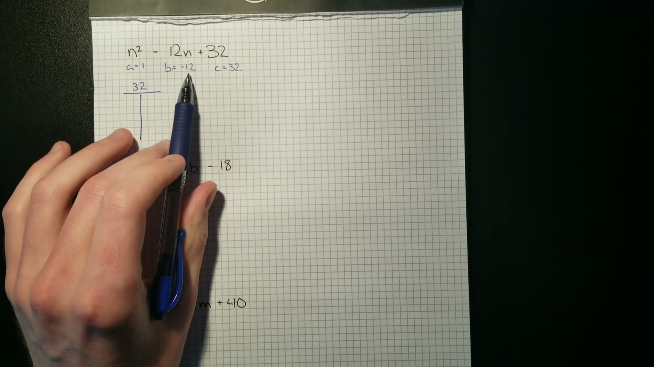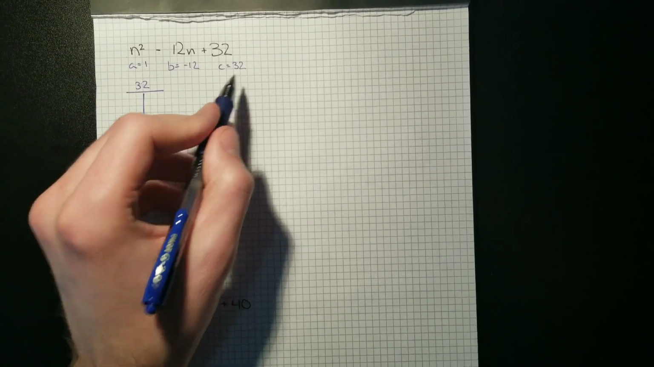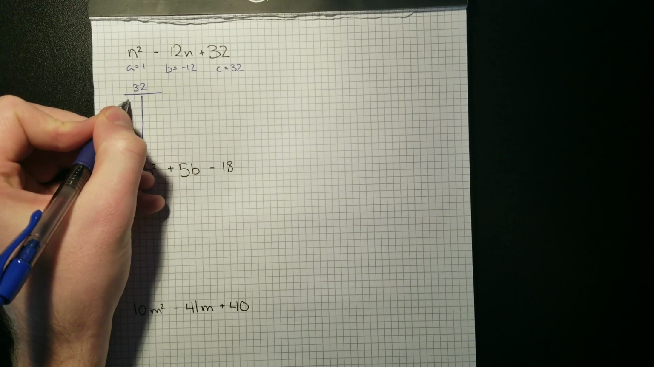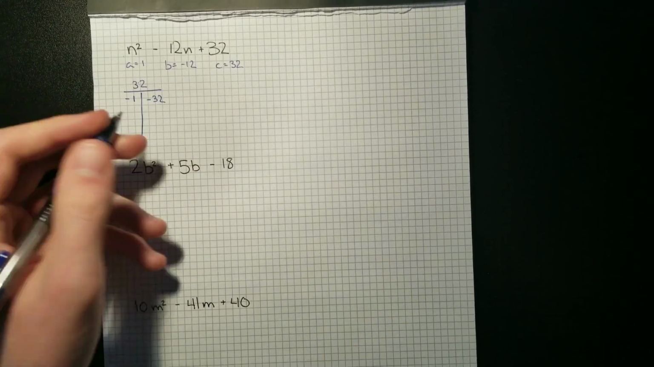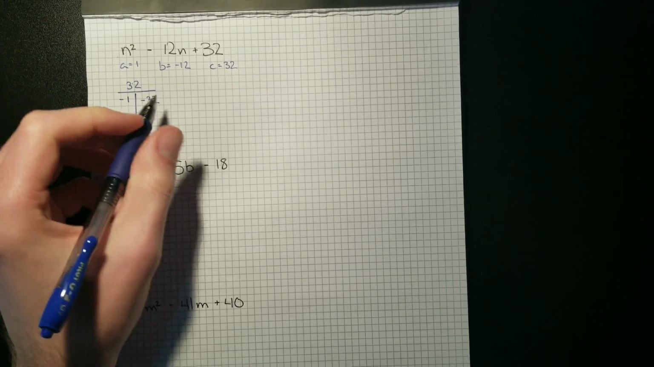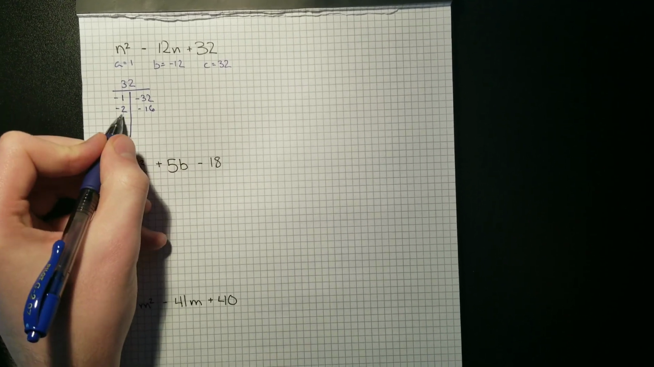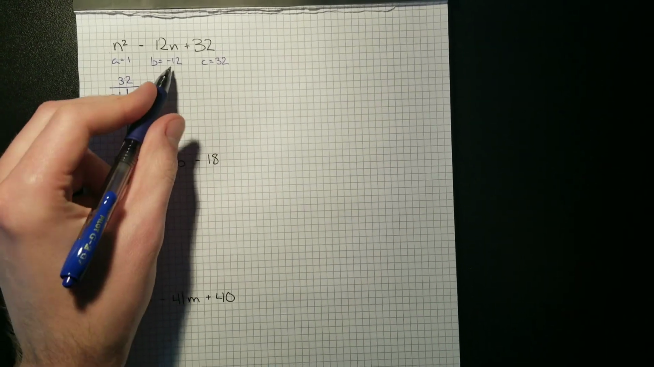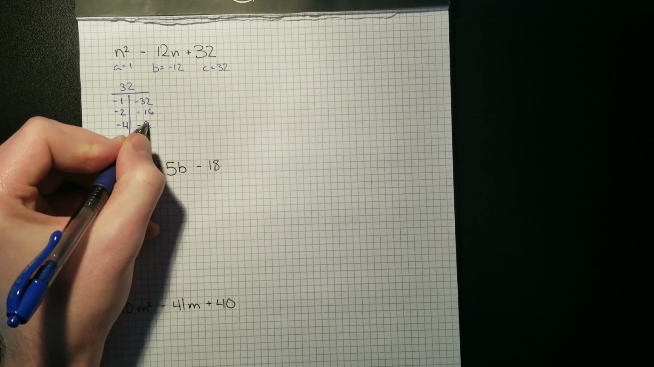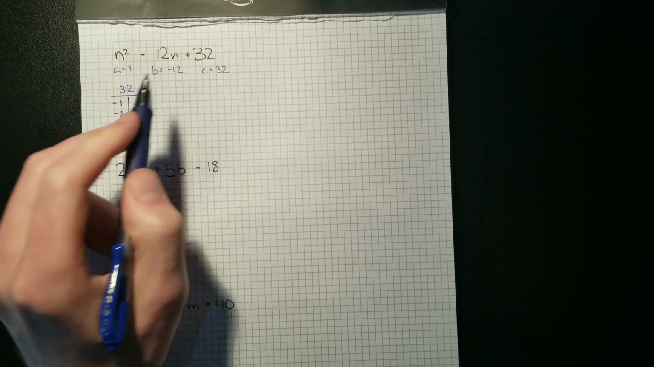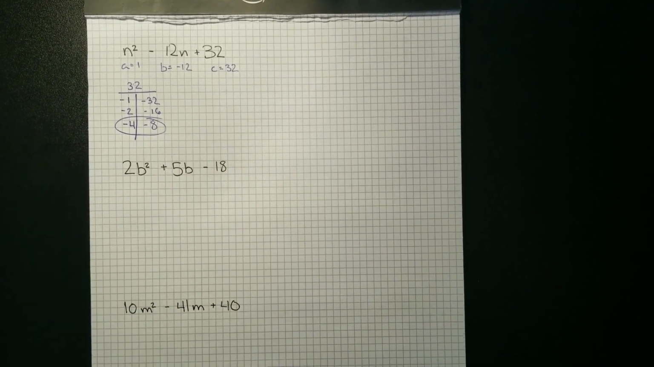So if I know that that's going to be a negative number, well, if the product is positive and the sum is negative, these two numbers both have to be negative, right? And the reason for that, if they're both positive, the sum would be positive. So we'll do -1 times -32 gives you positive 32, -2 times -16, positive 32. Those don't add up though. And -4 times -8, positive 32. And when you add those together, that would give you -12. So we found those two numbers.